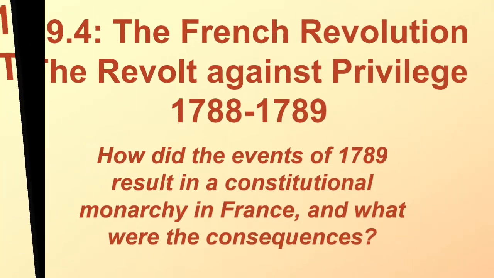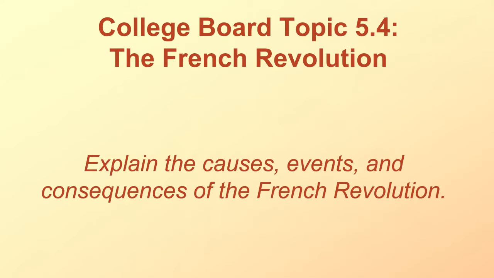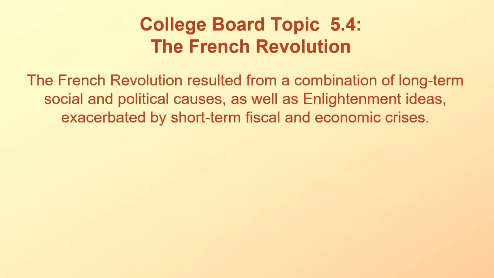This is lesson 19, the French Revolution, the Revolt against Privilege, 1788 to 1789. And we still have that same question. How did the events of 1789 result in a constitutional monarchy in France, and what were the consequences? And we're still on College Board topic 5.4, French Revolution. We're going to be here for a while. Explain the causes, events, and consequences of the French Revolution.